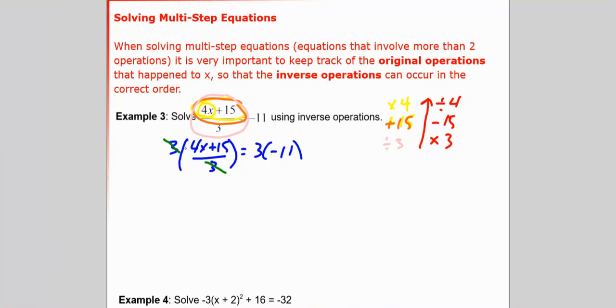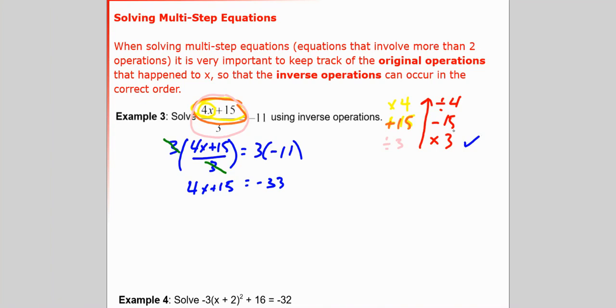Okay, so once we do that, we have a 1 in front. So 1 times anything just opens up the brackets. 3 times 11, that's easy, 33. All right, so we did our first step.